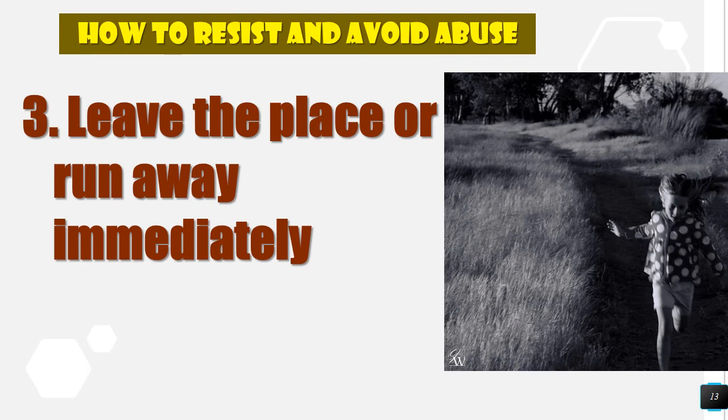Then the third thing you need to do to resist or avoid abuse is to leave the place or run away. Leave that place totally. If he says come inside that room, and you know that nobody is in that room, don't go there. Run away immediately from such lonely places that you know they want to take you to. Don't go there, or you run away.